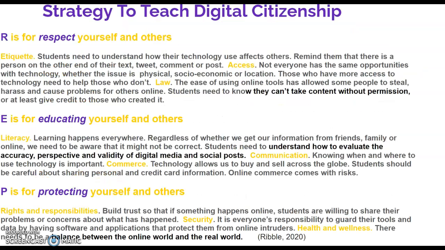Another strategy we can use is REAP. Respect. Respect for yourself and online. Teach the kids etiquette. How are they supposed to act online? What are they supposed to do? Access. Make them understand that not everybody has the same access to online tools as they do. And then know the laws, because you can get in trouble for posting things online you're not supposed to.